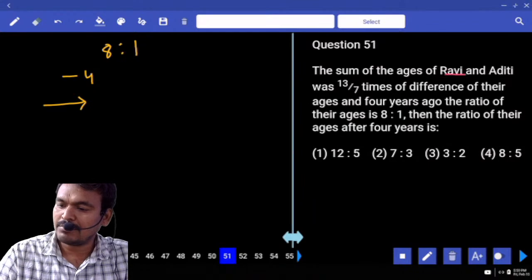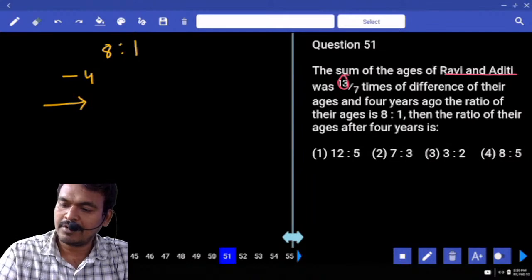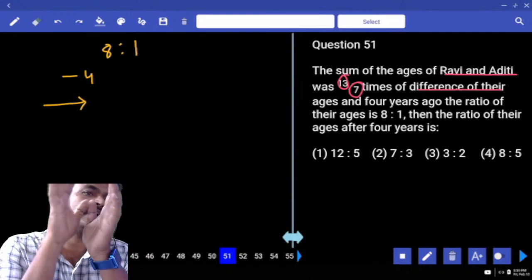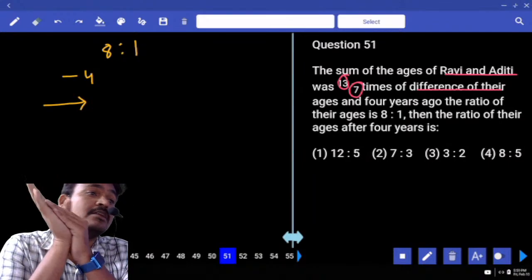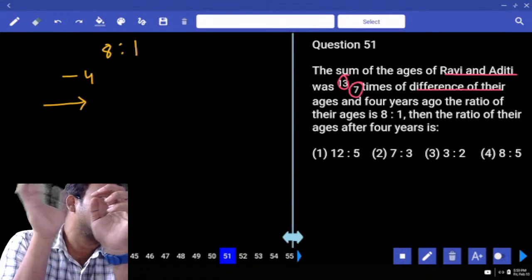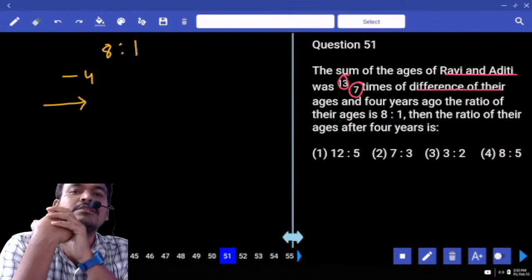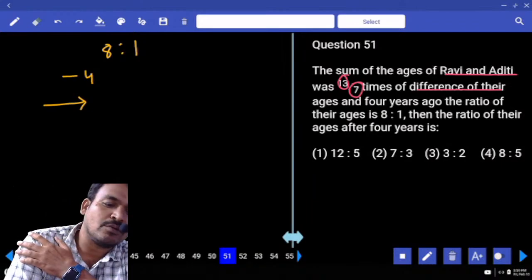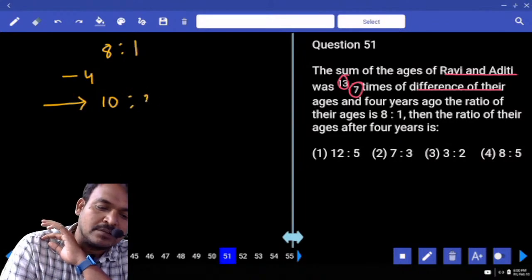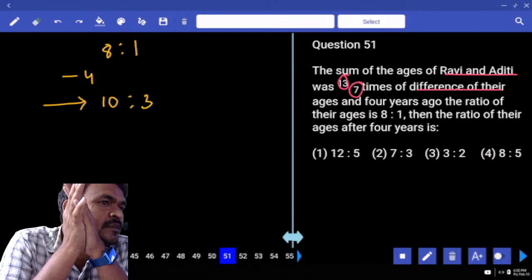At present, the sum of Ravi and Aditi is how many parts? 13 parts. But the difference is how many parts? 7 parts. Means Ravi plus Aditi is 13 parts, and Ravi minus Aditi is 7 parts. 13 plus 7 is 20, by 2 means 10. So Ravi is 10 parts, Aditi is 3 parts. 10 plus 3 is 13, 10 minus 3 is 7.